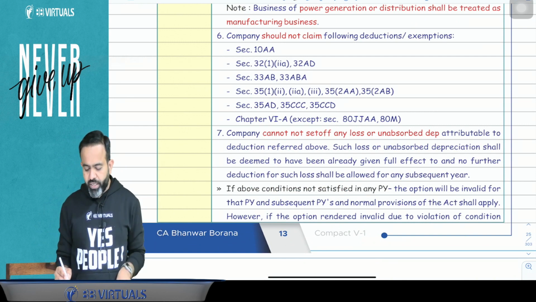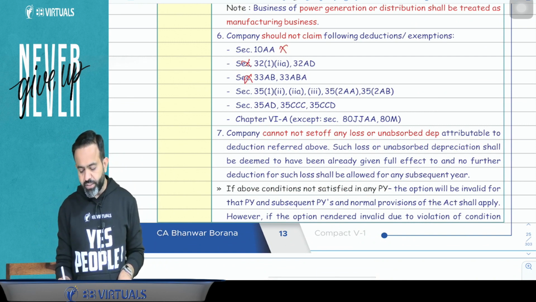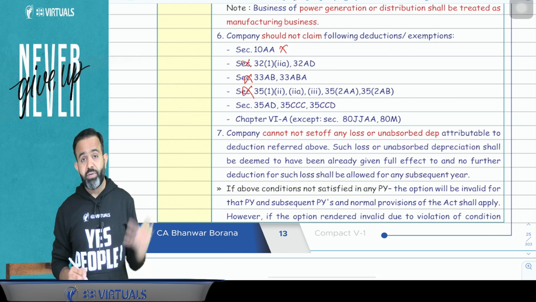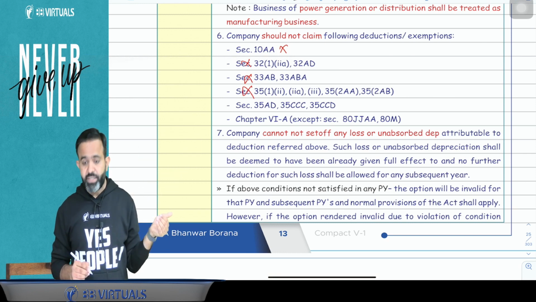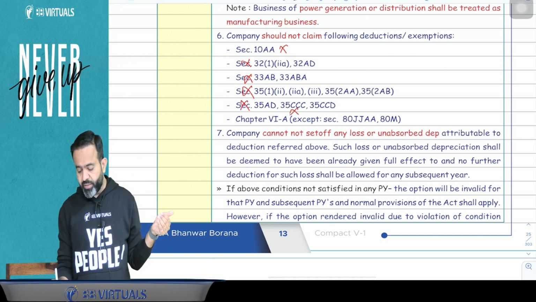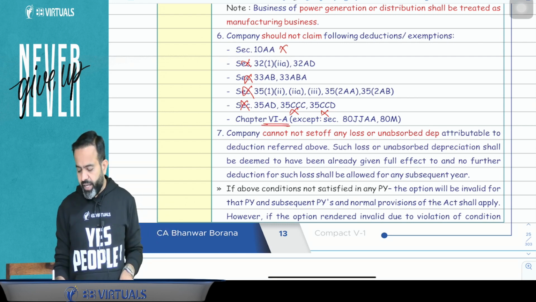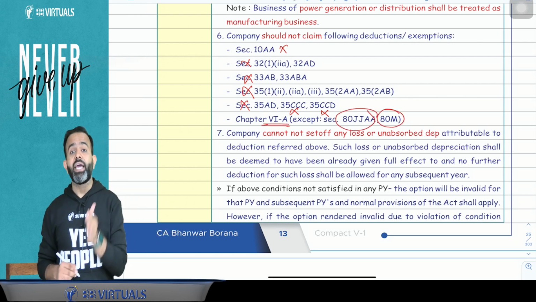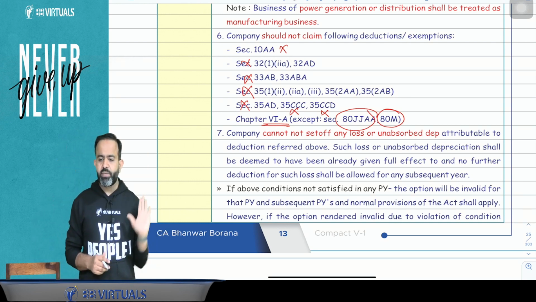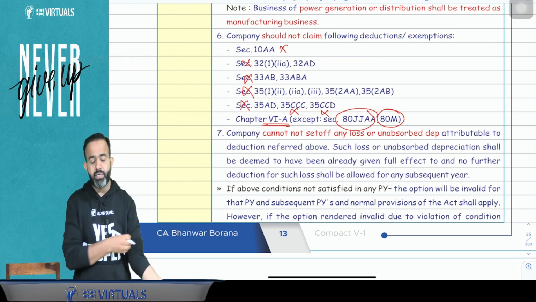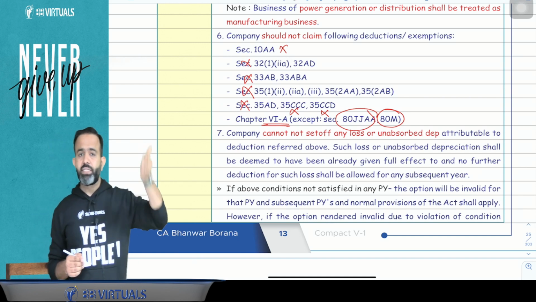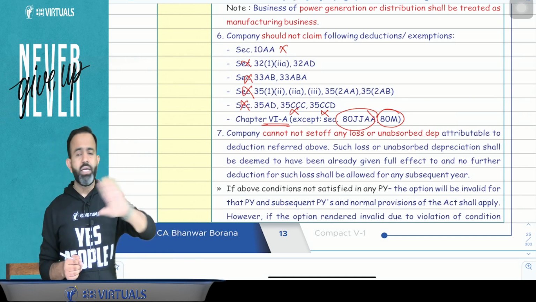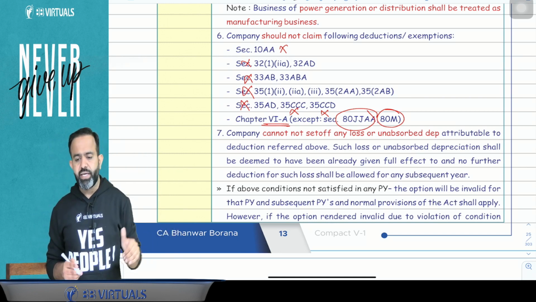Company is not allowed to claim the 10AA benefit, additional depreciation, 33AB, 33ABA and 35 scientific research related donation based deduction, 35AD, 35CCC, 35CCD, and any deduction under chapter 6A is not available except 80JJAA and 80M. Means 80JJAA and 80M can be claimed by the company, but other deductions under chapter 6A are not available to the company.